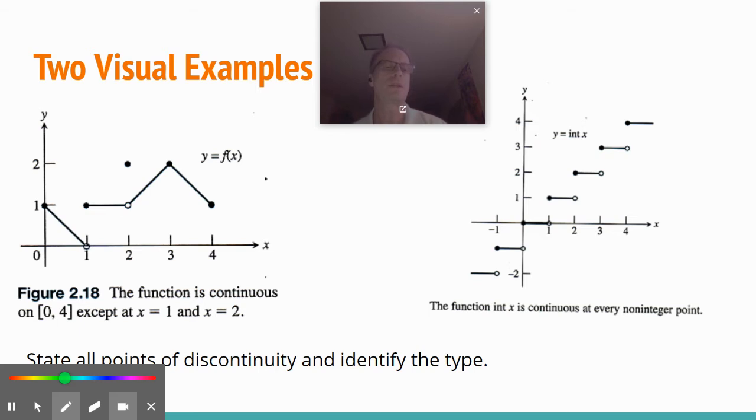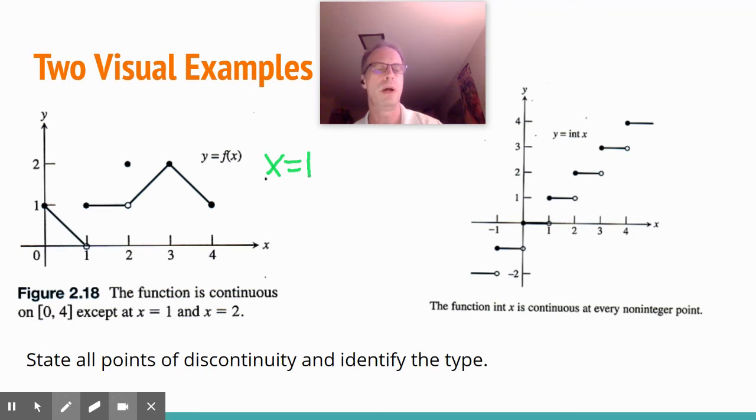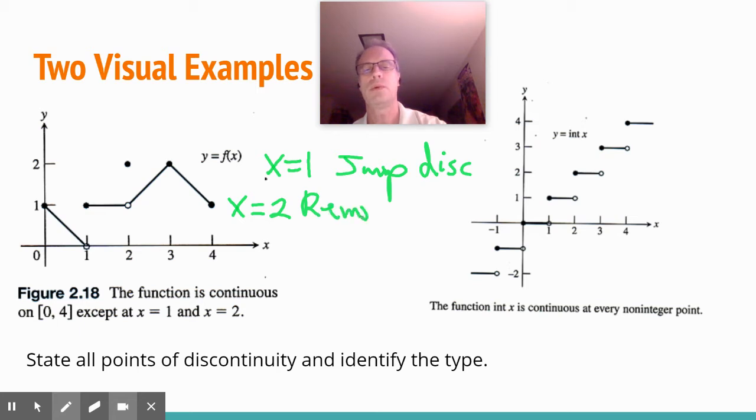I'm going to say that in figure 2.18, I have a discontinuity at x equals 1, and the type of discontinuity it is, is a jump discontinuity, okay, because it goes from one level to the other. The second type is going to be at x equals 2, and that is going to be a removable discontinuity.